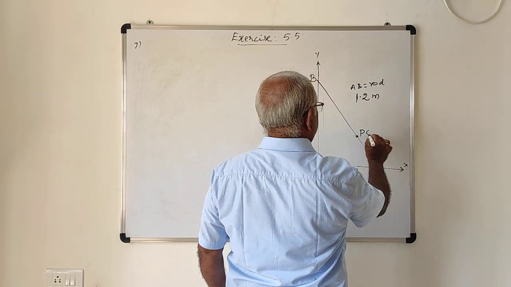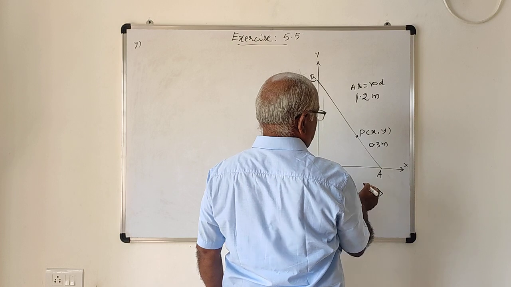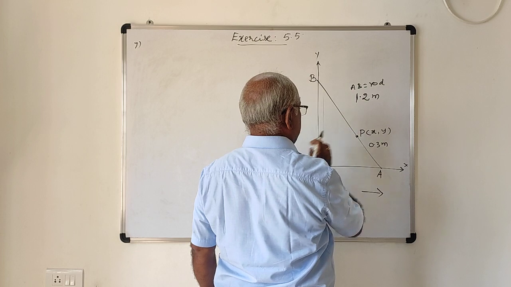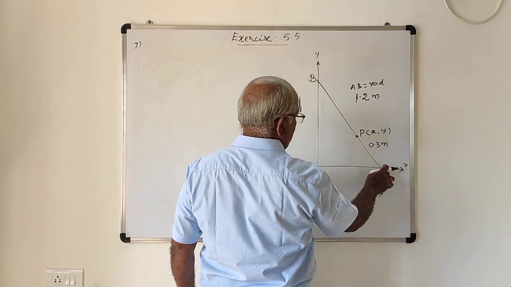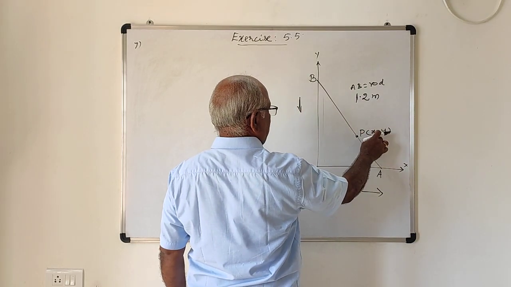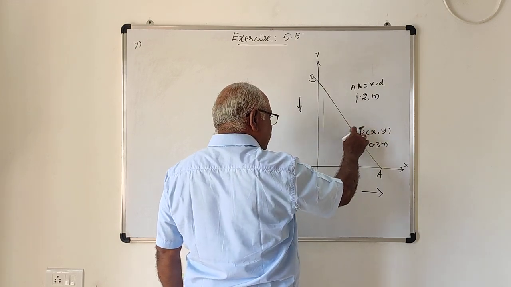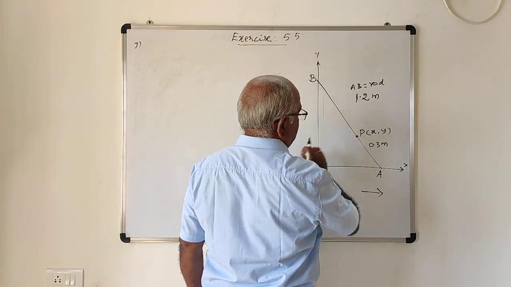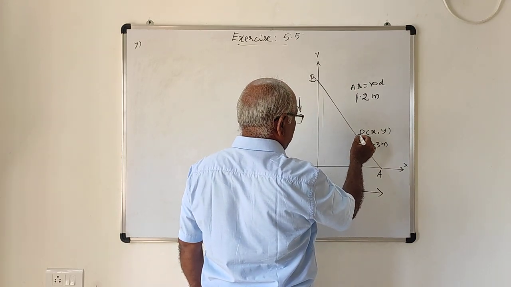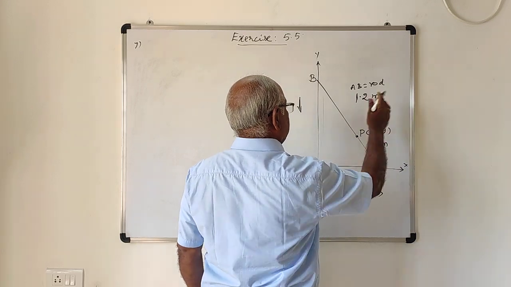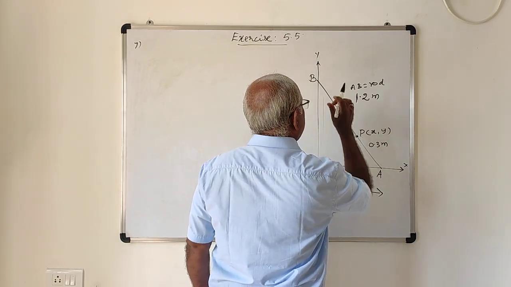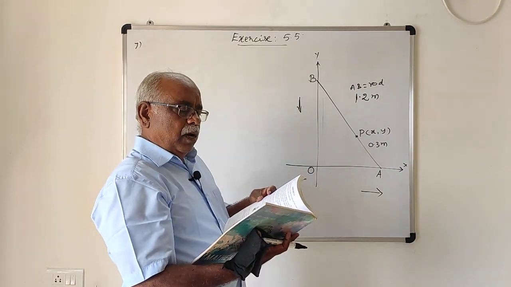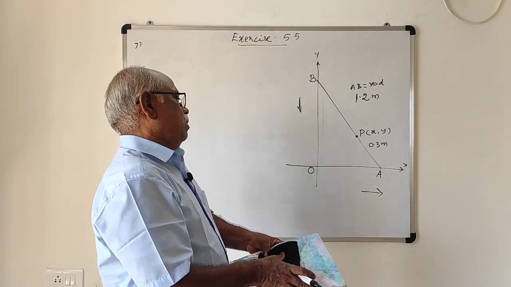The point P(x, y) is a point on the rod, at a distance of 0.3 meter from the end A. When the rod moves along the axes, the locus of the point P describes an ellipse. We have to find the eccentricity of the ellipse. That is the problem.